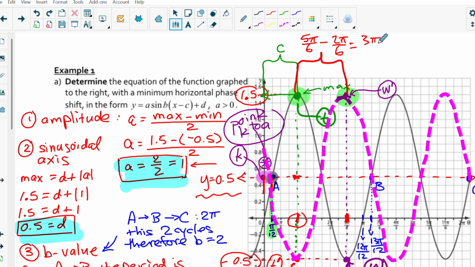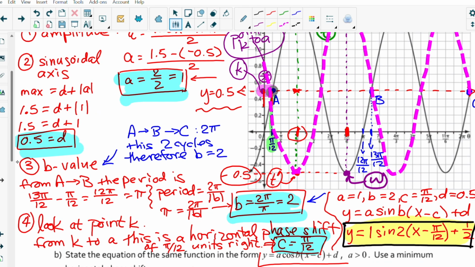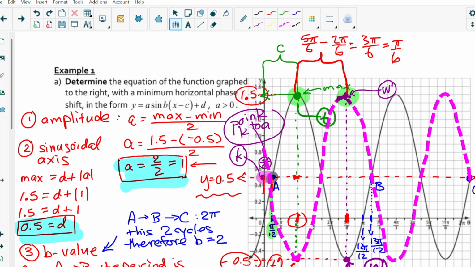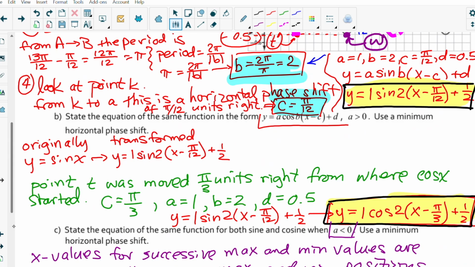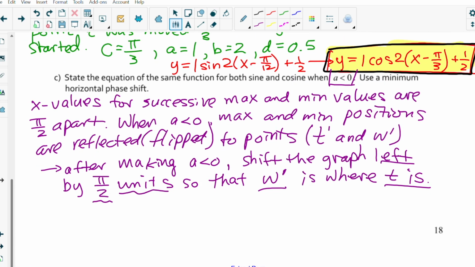And that is 3 pi over 6, or pi over 6. Okay? Oh, sorry. Oh, math. No. Sorry about that. That's pi over 2. Oh, this is a long example. Sorry, folks. That's pi over 2. Okay? All right, let's finish this up here.